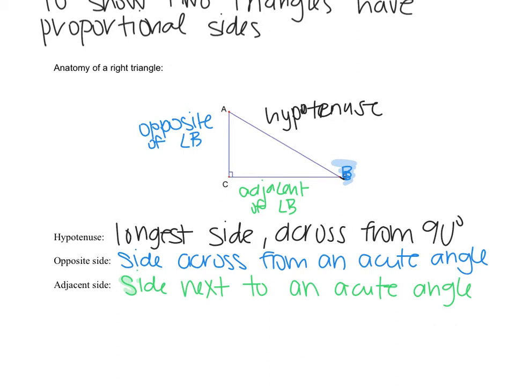So if we were to look at angle A, it has a different opposite and adjacent side because the opposite side to angle A would be BC. It is opposite of angle A. And then the adjacent side to angle A would be AC. So the opposite and adjacent sides are not like the hypotenuse where it's always a specific side. It's dependent on which angle you're looking at in your right triangle.